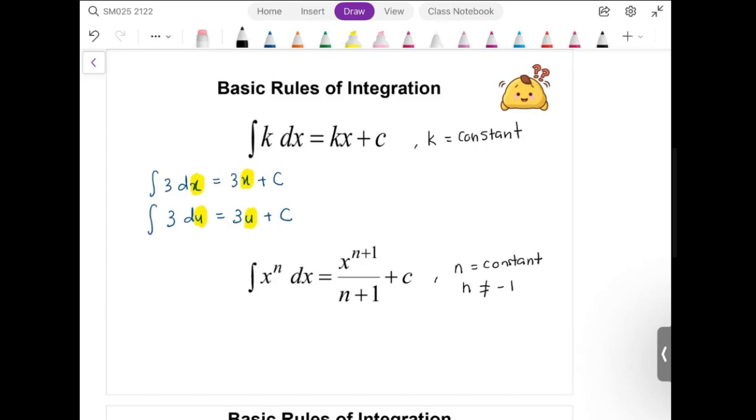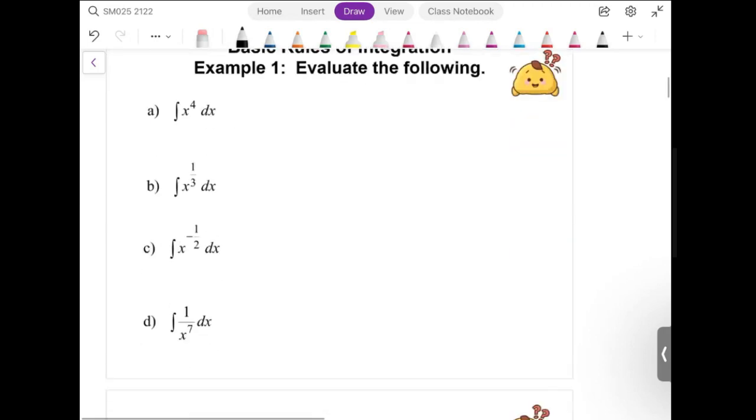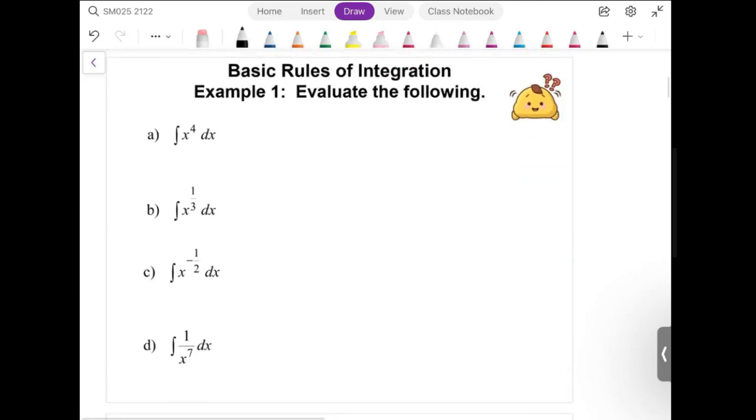Why must we put plus c at the back? You have to refer back to the video about the relationship between differentiation and integration. Okay. So let's go through the first example. In this example, we have x to the power of something. Ada x, ada kuasa yang melibatkan constant. So kita nak check one by one on how to integrate this function.